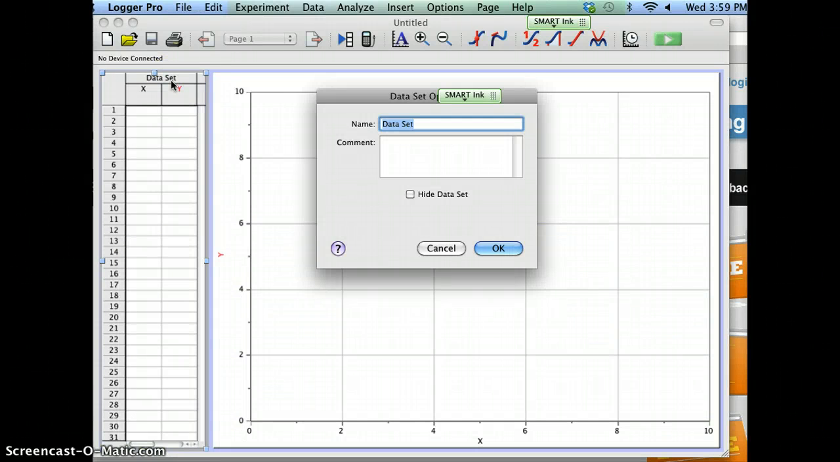Alright, so this is Dataset8. This is velocity versus mass per unit length.